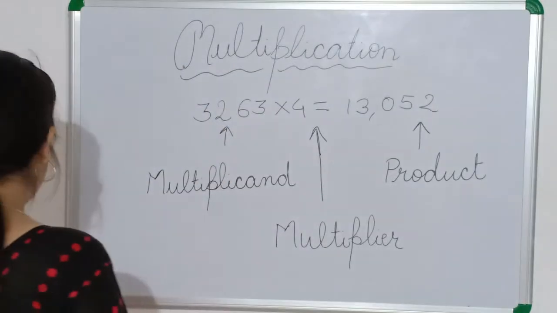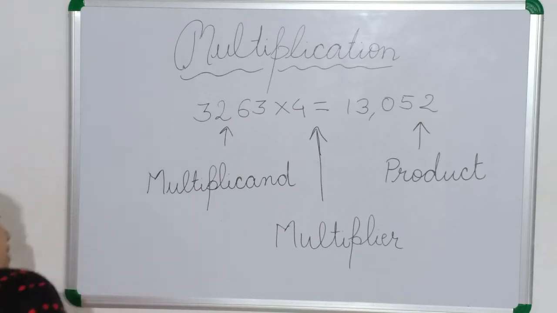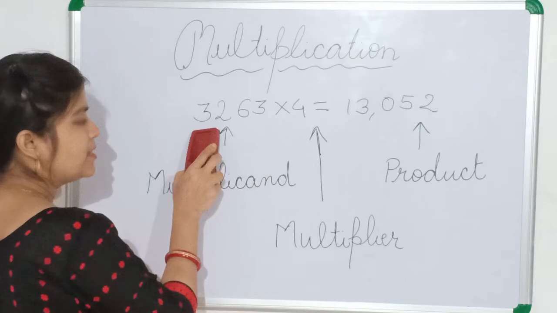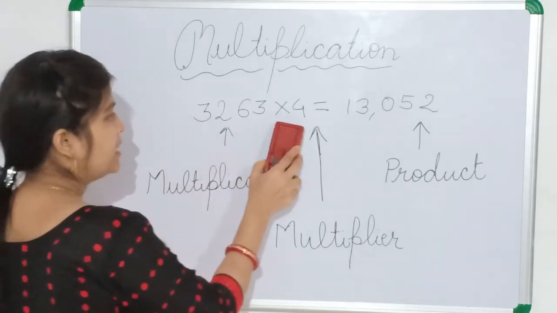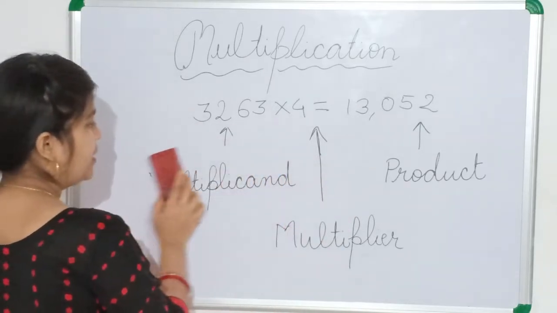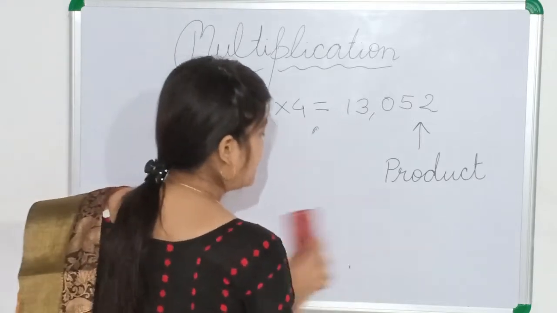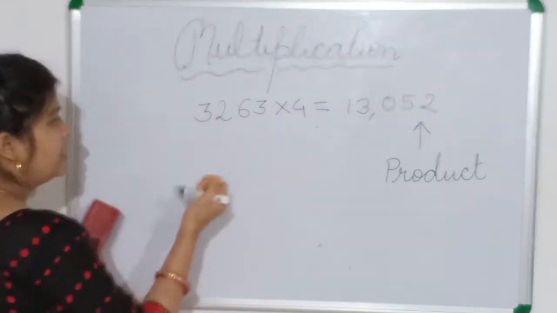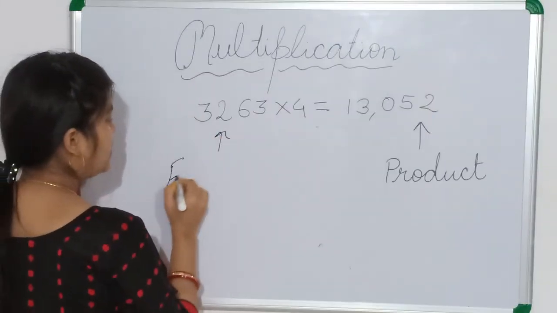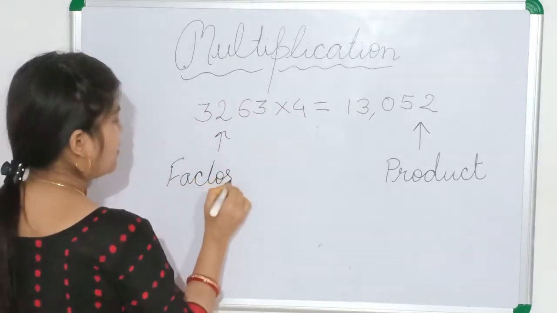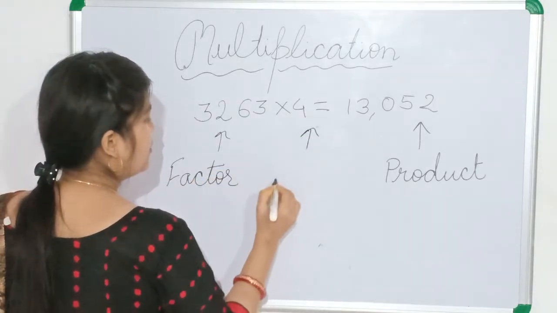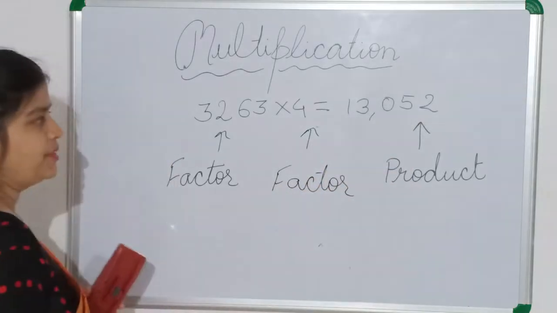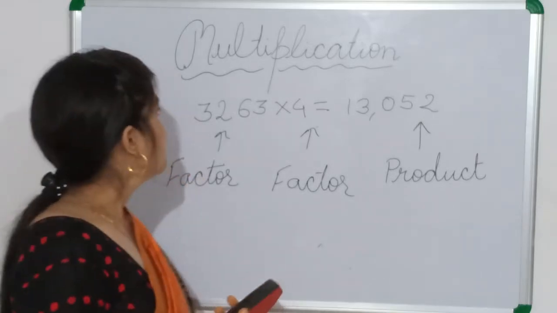Understood? One more thing we can use here. You will think that this number is also multiplying by this number, so why is it multiplicand, why is it multiplier? When we are writing first and second, then we use it like this. Otherwise both we can call factor. This is also a factor and this is also a factor of this product. So it is clear now?